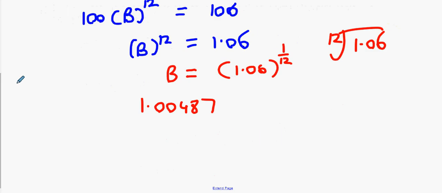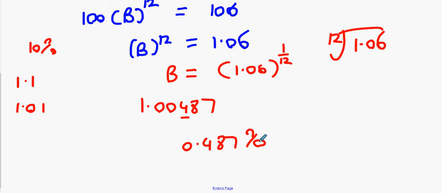What does 1.1 represent? 10% per month. What does 1.01 represent? 1%. What does this represent? 0.487 of a percentage. If you aren't sure about that, I'll use 4 instead. 1.4 would be 40%, 1.04 would be 4%, 1.004 would be 0.4 of a percent. And that's my answer for that.